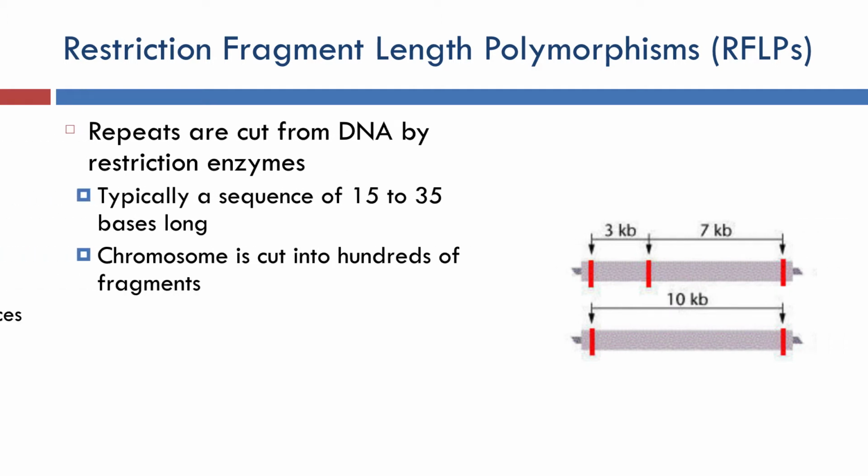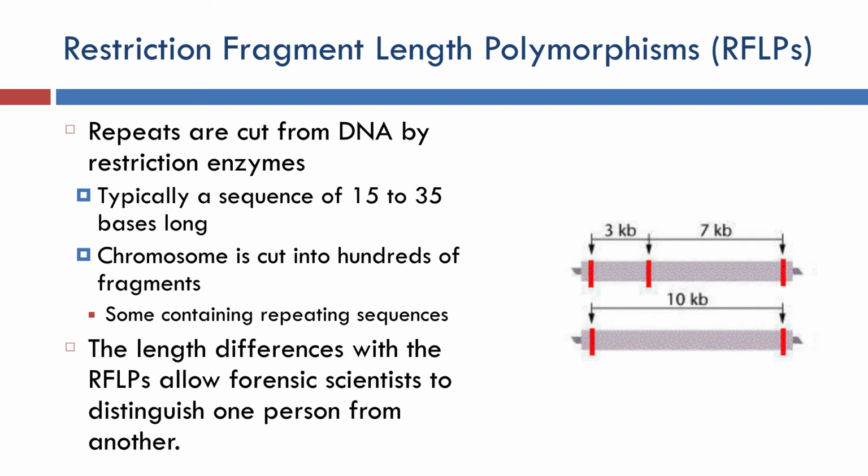With the RFLPs, what they do is cut the repeats from the DNA with a restriction enzyme. Restriction enzymes act like scissors. The typical sequence that they look for is anywhere from 15 to 35 bases long. And then the chromosome is cut into hundreds of fragments. Some of these fragments contain repeating sequences and some of them don't. The length differences with the RFLPs allow forensic scientists to distinguish one person from another.